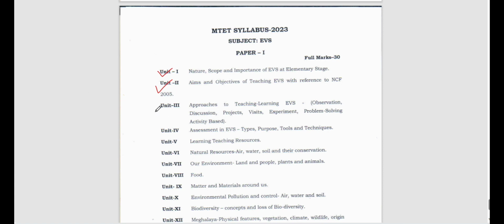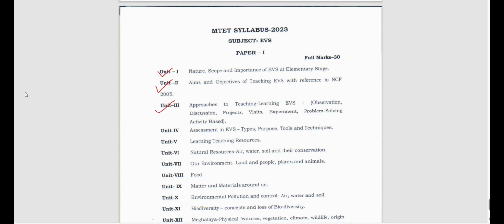Now let's go to unit 3. Let's see what we have in unit 3. Approaches to teaching learning environmental studies: observation, discussions, projects, visits, experiments, problem solving, activity based.